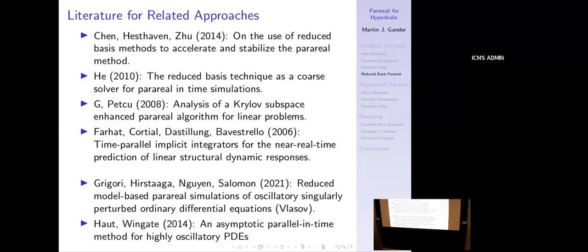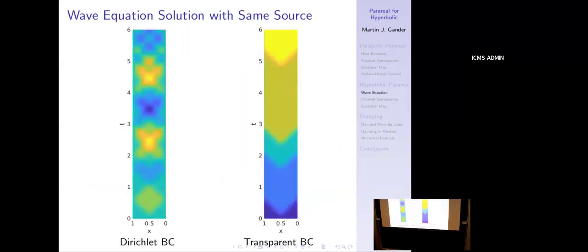So now I want to get to hyperbolic. So I showed you here, I didn't think much about hyperbolic. So let's look at the hyperbolic problem. I take a wave equation, second order wave equation, and I do an experiment which is very similar to my heat equation experiment. So here I have the wave equation with Dirichlet boundary conditions and the same source term.